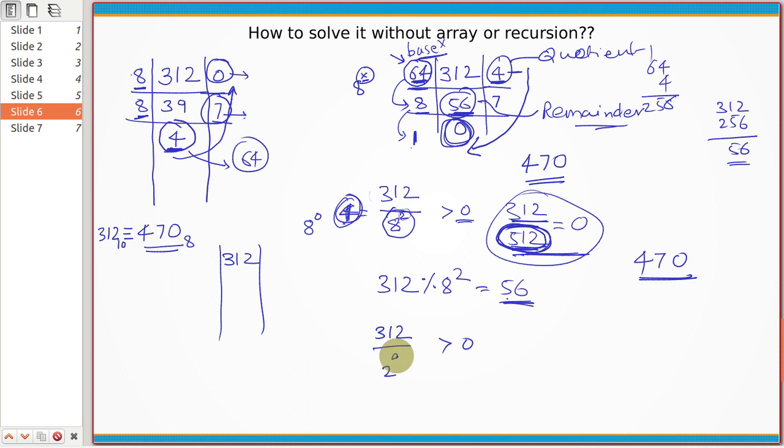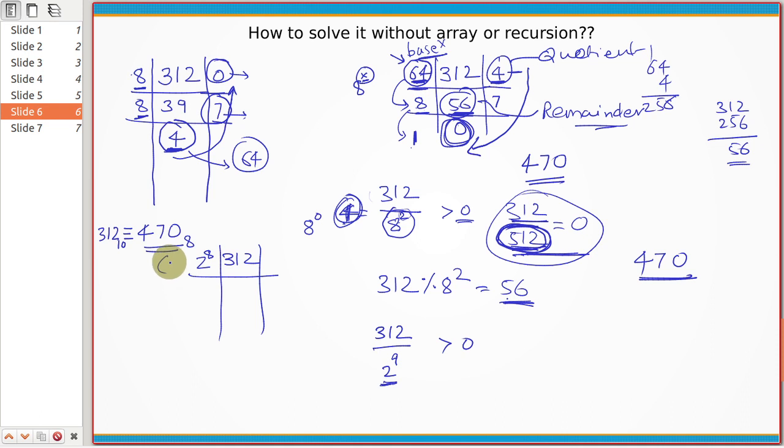If I divide this by 2 raised to 9, which is 512, then it will not result in 0, right? Sorry, it will result in 0. 312 divided by 512 will result in 0. So I cannot create any box of size 2 raised to 9 out of this 312. So I will start with 2 raised to 8.